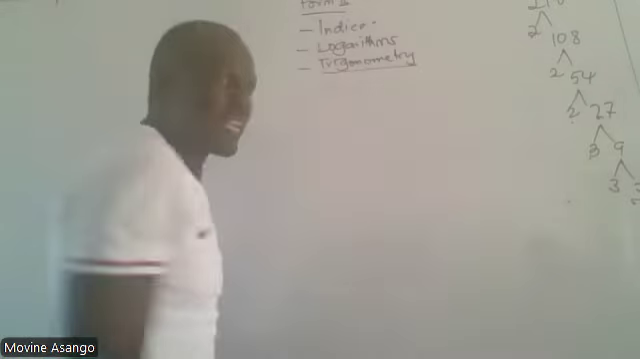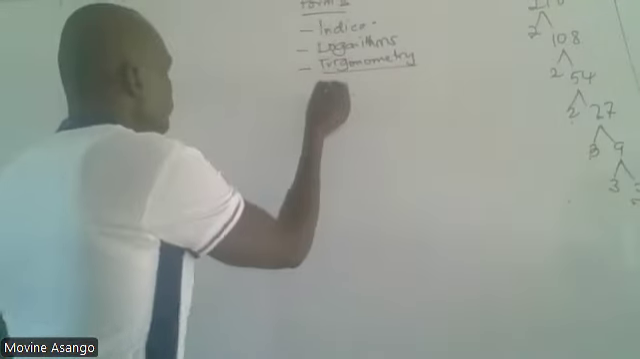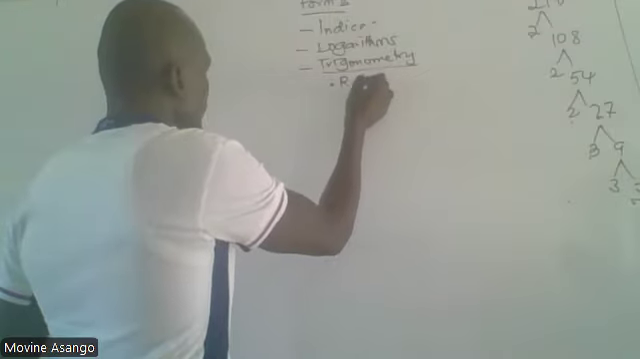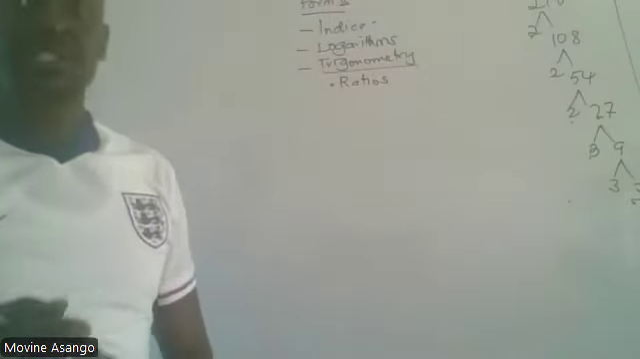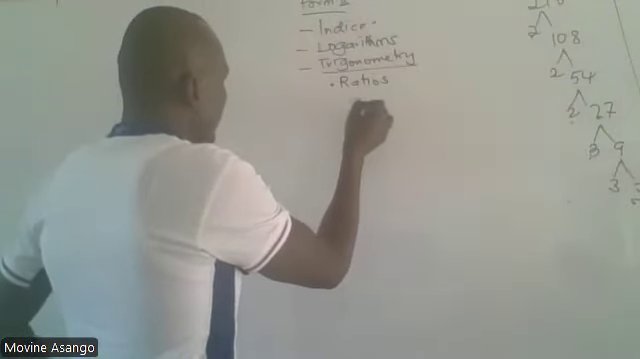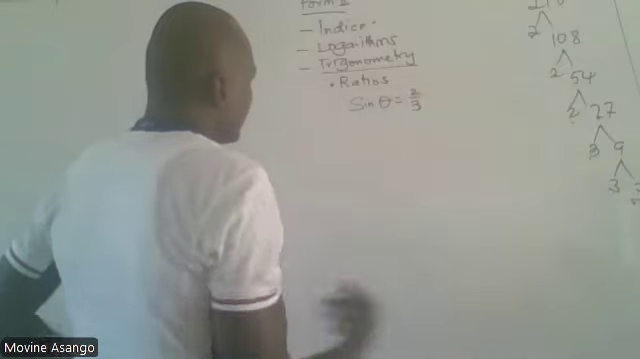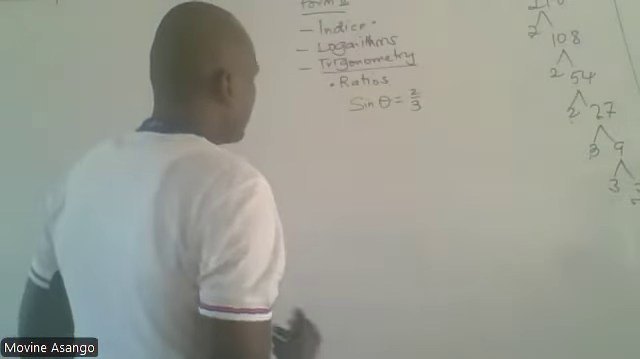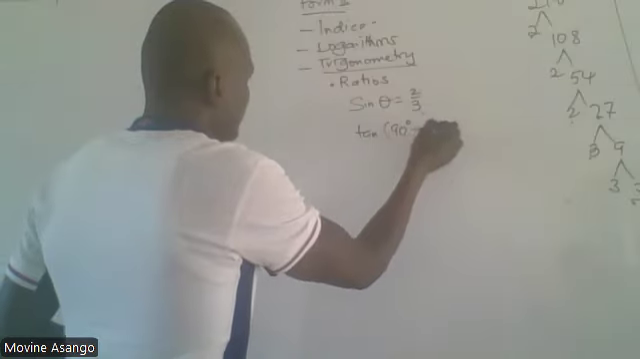Trigonometry, we are focusing into 4 areas. What are the 4 areas? Ratios: sine, cosine, tangent. For example, you are told, given that sine theta is equal to 2/3, find without using a calculator, tangent of 90 minus theta.